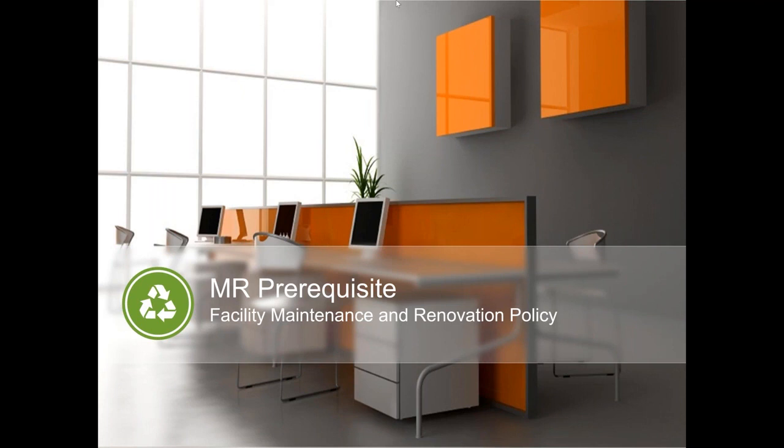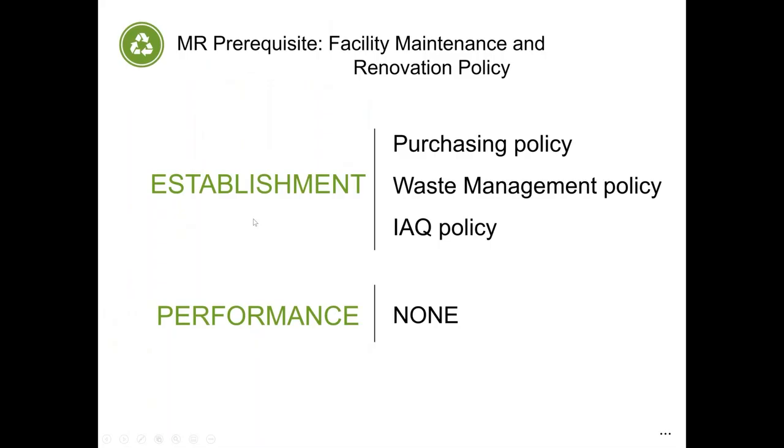Okay, so next we are going into our second prerequisite here, which is facility maintenance and renovation policy. Again, we've got establishment and performance. The first establishment component has your purchasing policy, your waste management policy, and IAQ policy. So it's very robust in terms of establishment, and there's no performance metrics. This is really sitting down and thinking about what your policies and procedures are going to be for the building. Because this is a prerequisite, no performance metrics are required for this. That's where you get into the optional credits later on in this credit category.